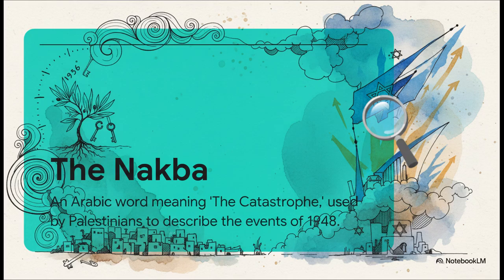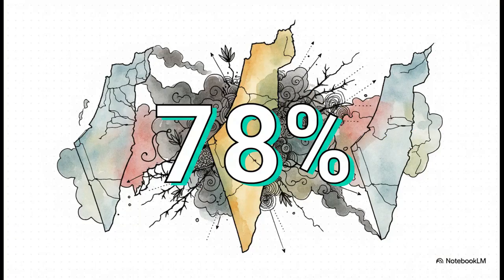But for Palestinians, that exact same period is known as the Nakba. It's an Arabic word that means the catastrophe. It marks the moment they lost their homeland and their society was shattered. So what did the war mean on the ground? Well, the new state of Israel now controlled 78% of the land. That's significantly more territory than the UN's original partition plan had even suggested.